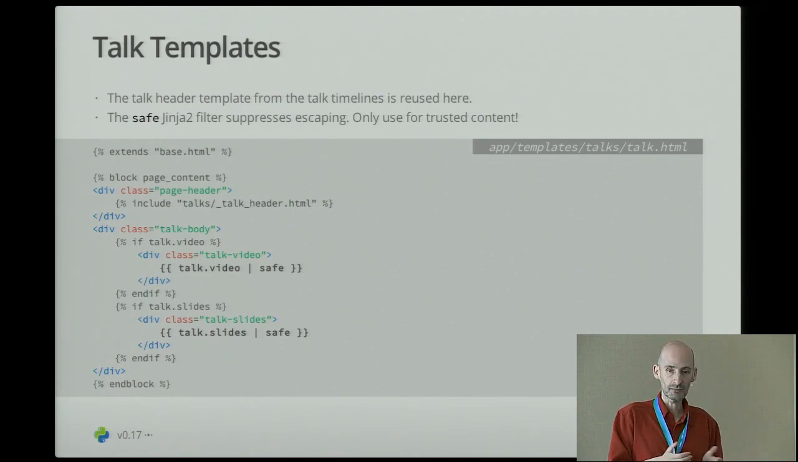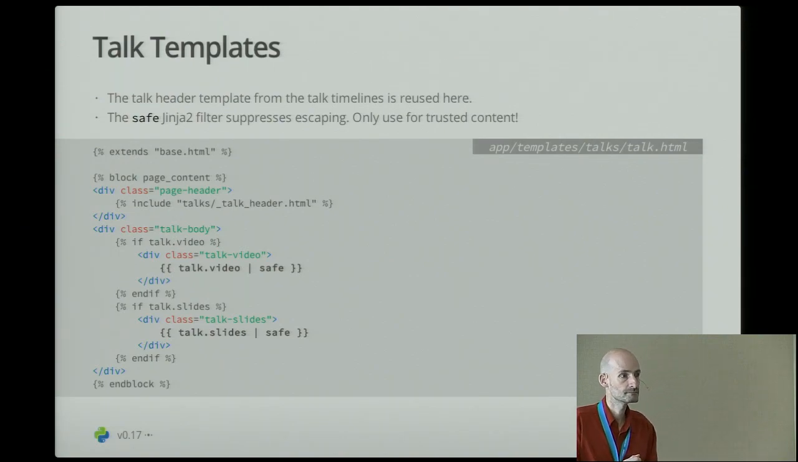So that's HTML. The problem is that Jinja 2, for safety, escapes HTML by default. But in this case, we want to show the HTML as HTML so that the browser embeds what it needs to embed. So I need to tell Jinja 2 that these two are safe to not escape. And that you do with the filter called safe.